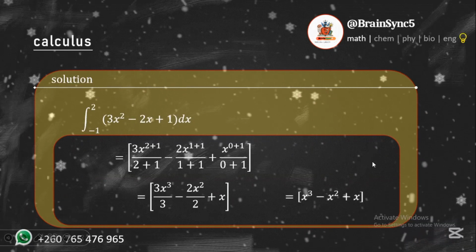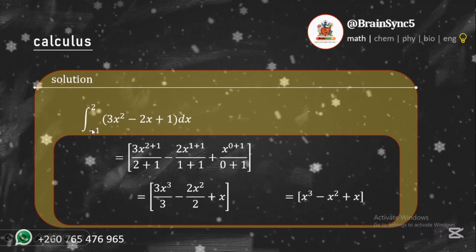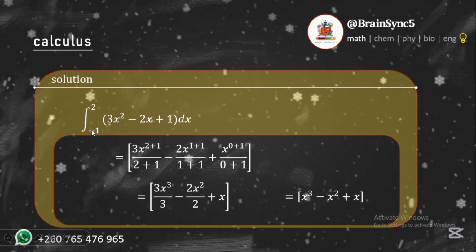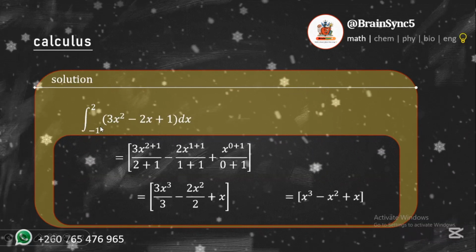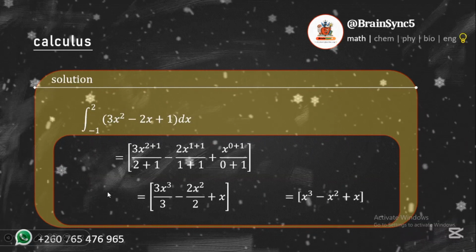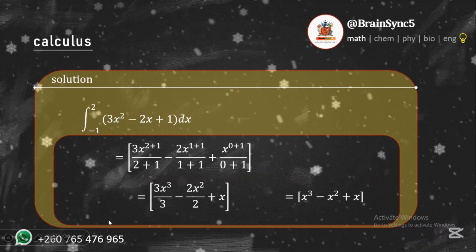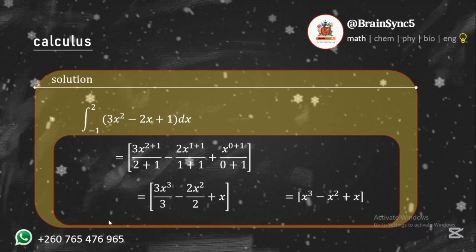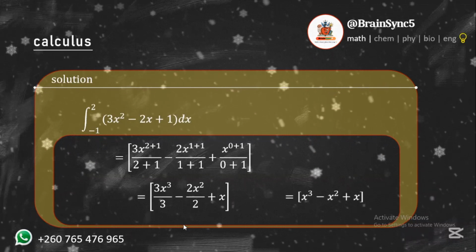So now the next step is to find the limit. Here, these 2 and negative 1 are called the limits. There's the upper limit and the lower limit. So you subtract the lower limit from the upper limit. That is how you find the absolute limit there. So let me show you exactly how to subtract the limits.